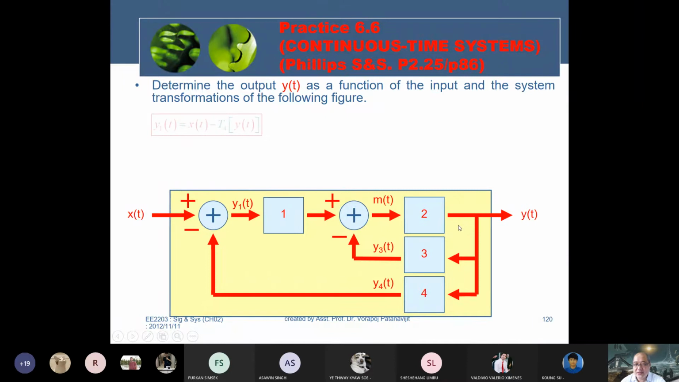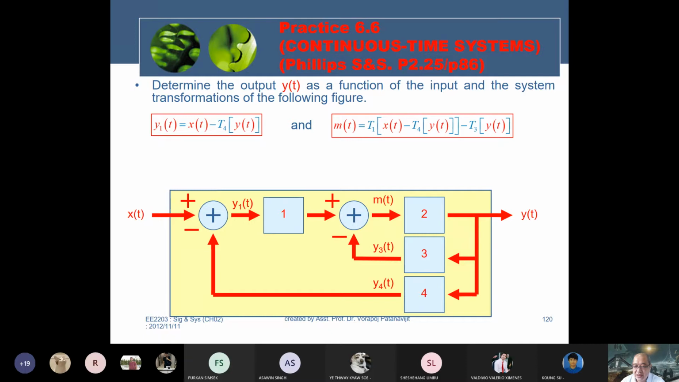The next one determines the output y[n] as a function of the input of the system again. It has feedback again. We have two feedback loops. We express y1 in terms of y[n] and x first. y1 equals the difference, the subtraction, between x and T4 of y[n].